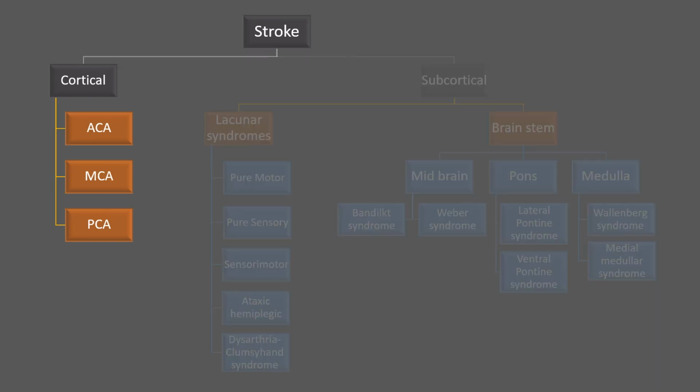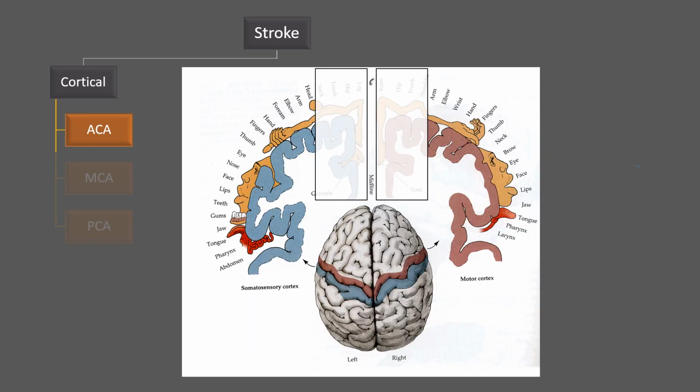Now we'll start talking about the cortical stroke, and we will start with the anterior cerebral artery. An anterior cerebral artery stroke usually presents with contralateral weakness and sensory loss or numbness, hyperesthesia in the contralateral side. And usually the lower limbs are affected more than the upper limbs.